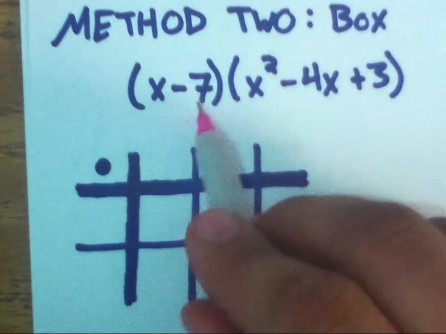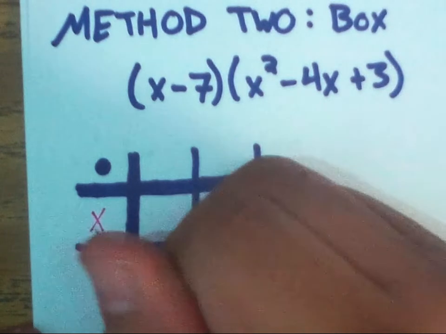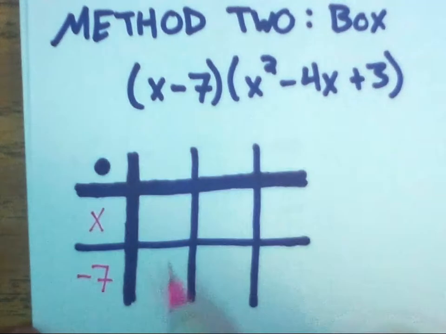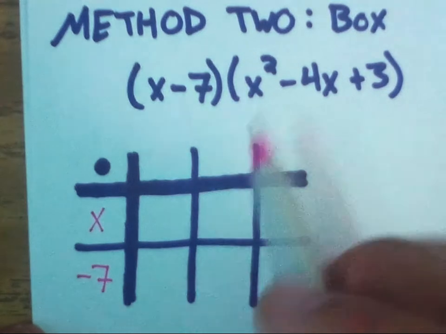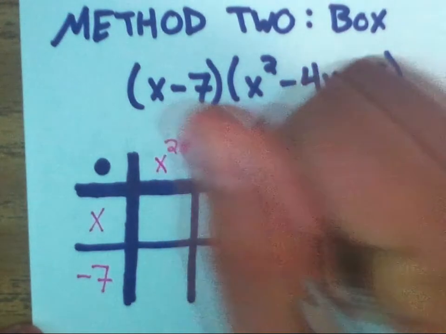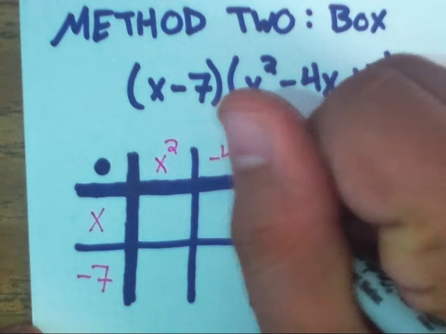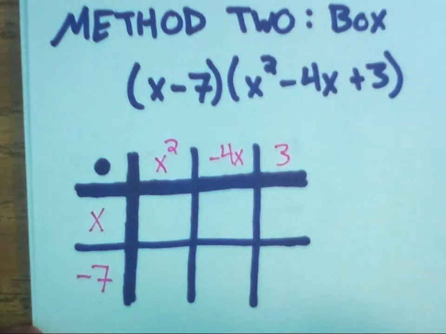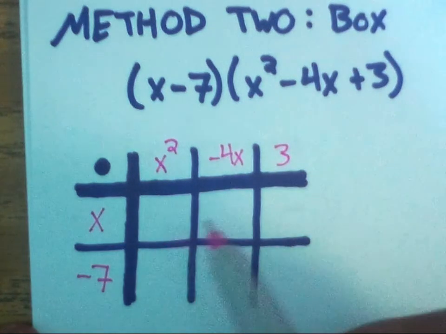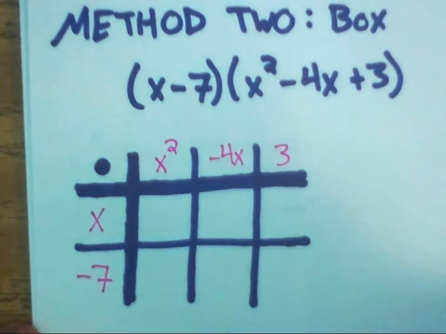So what I'm going to do is I'm going to take x minus 7. I'm going to write x and negative 7. I'm going to put the 2 terms right there. And going across the top, I'm going to do x squared minus 4x, and then I'll do 3. Now, I put this dot here, which hopefully you know is multiplication. What this means is for every open box, I'm going to multiply the 2 things that come to it.